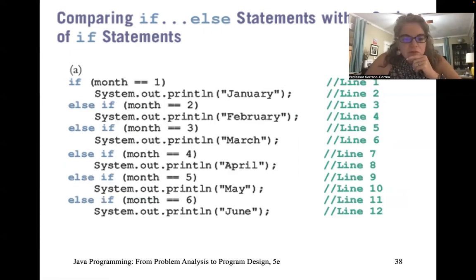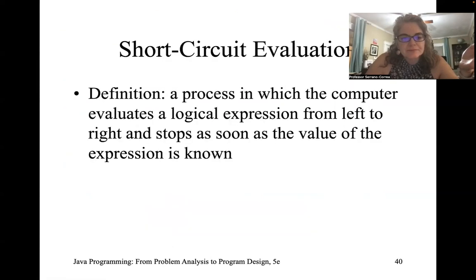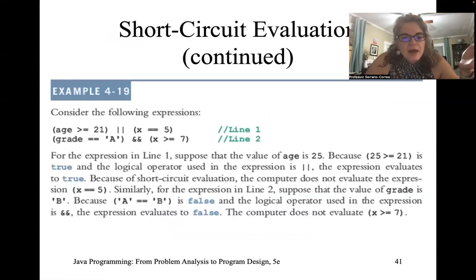Now, before I look at that, remember, if month is 1, we'll stop here. We're not going to do these comparisons, right? Because it's else if. But for this one, if month is 1, it prints January and it still goes and checks to see if month is 2 because there is no else. And it checks to see if month is 3 and 4 and 5. So this really just wastes time. So make sure you put the else in there.